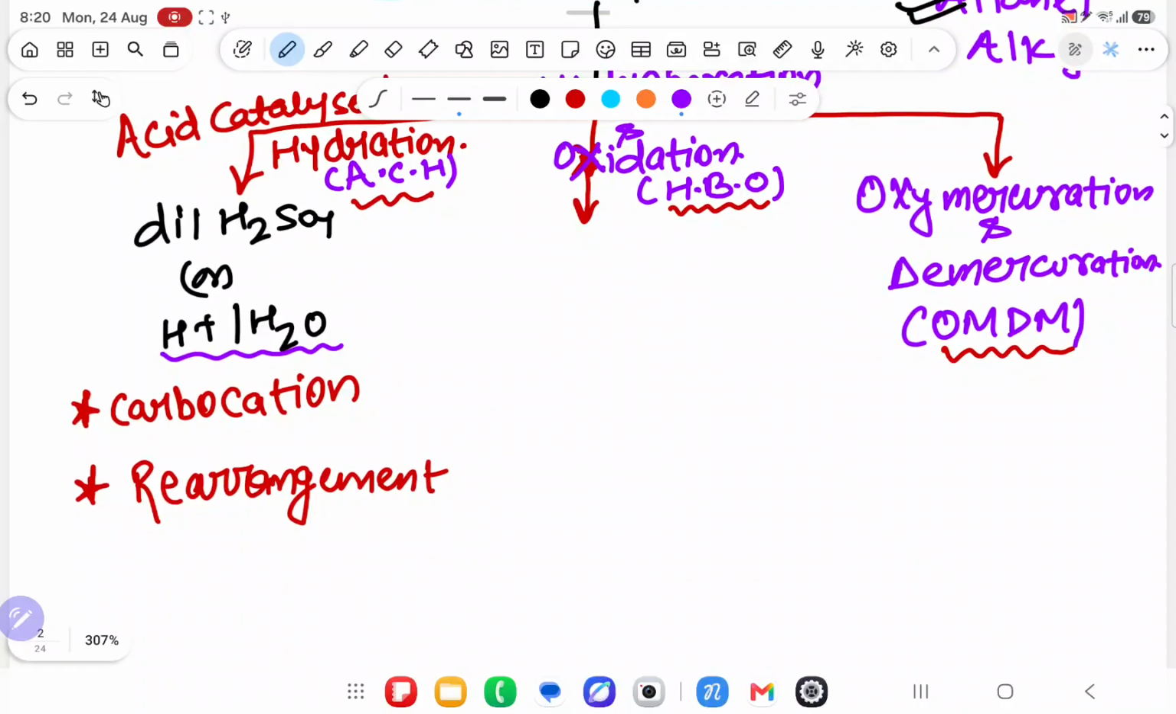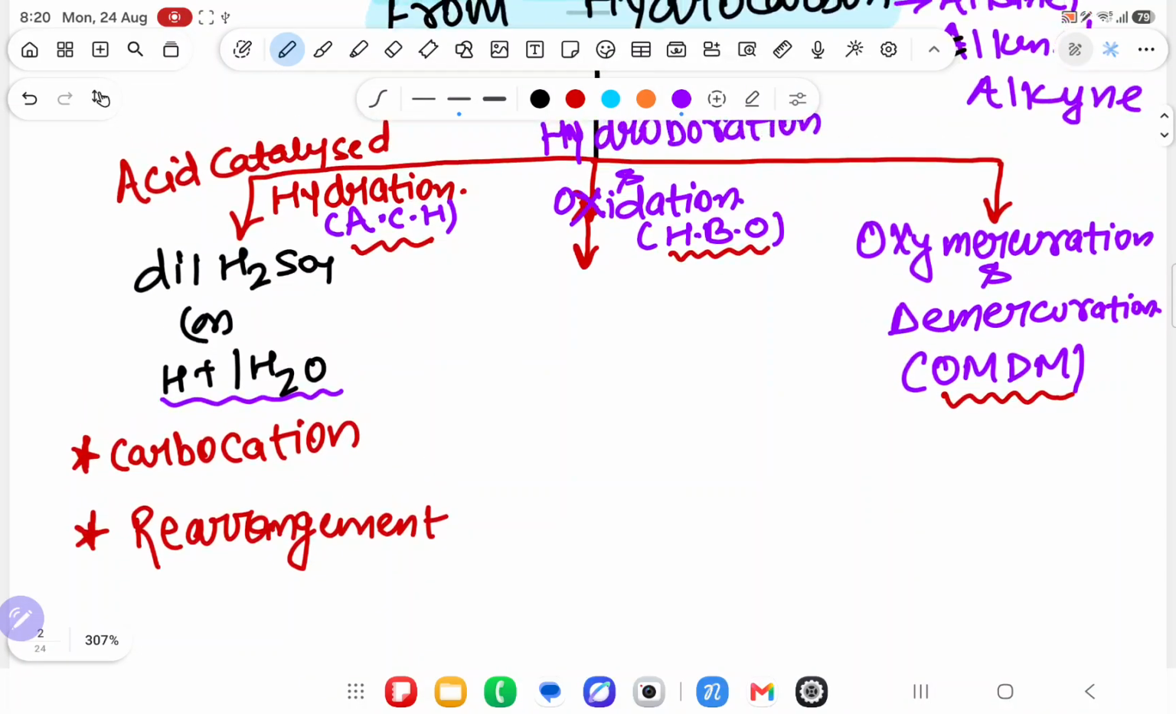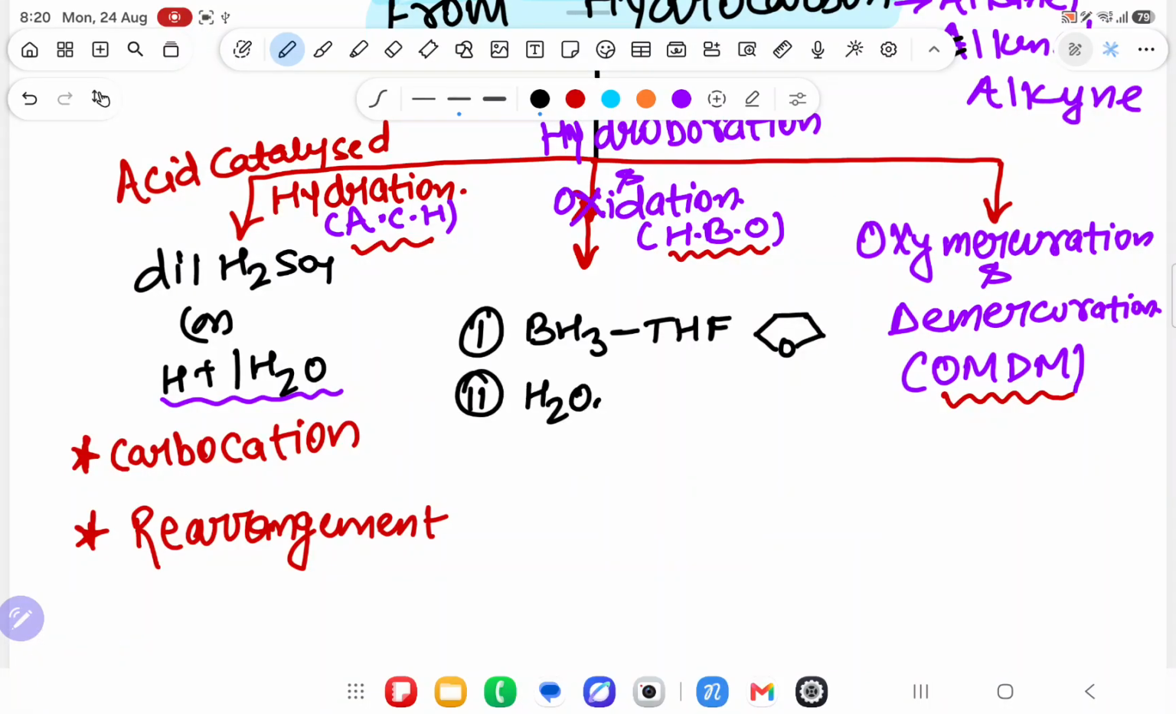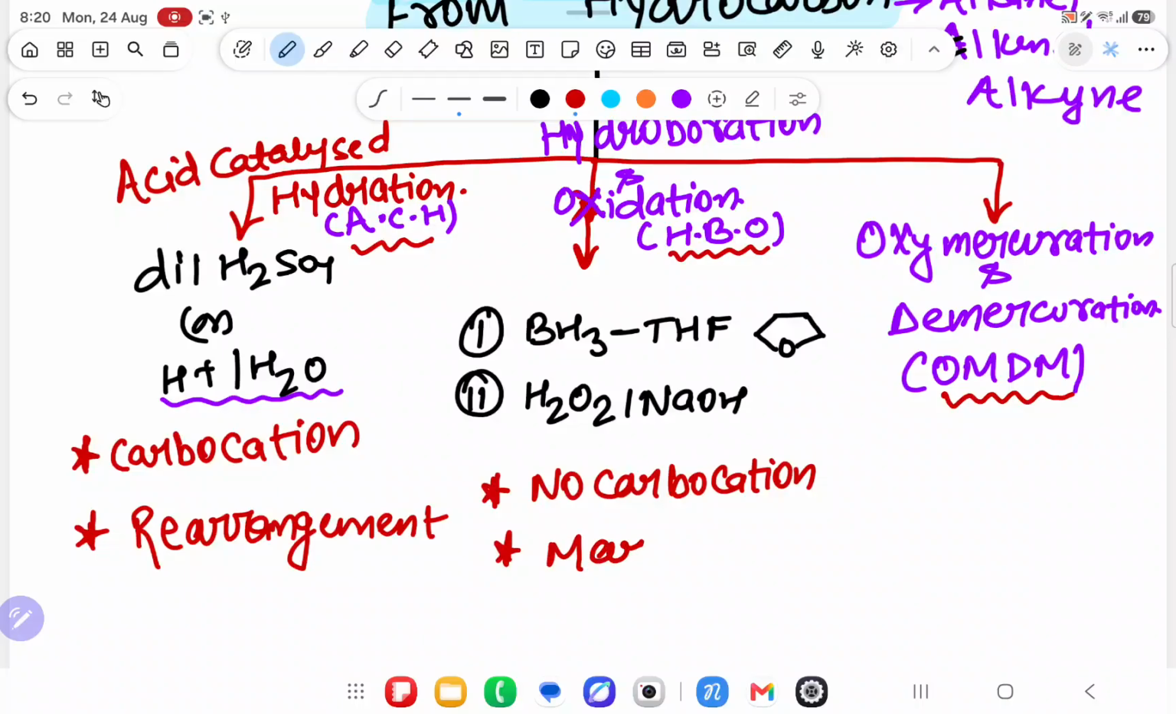Now, the second reagent we have is hydroboration oxidation. For hydroboration oxidation, the reagent we will use is first BH3 in the presence of THF. THF means tetrahydrofuran; this is the structure. Plus the second reagent, H2O2 in the presence of NaOH. In this reaction, the first important point to understand is that no carbocation is formed, and the Markovnikov rule is followed.